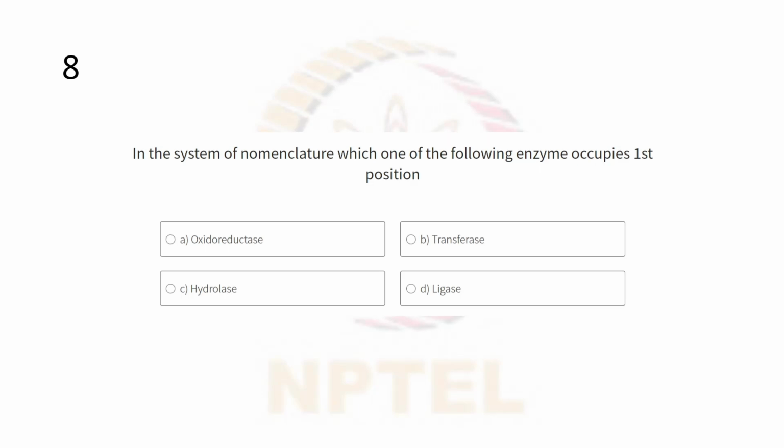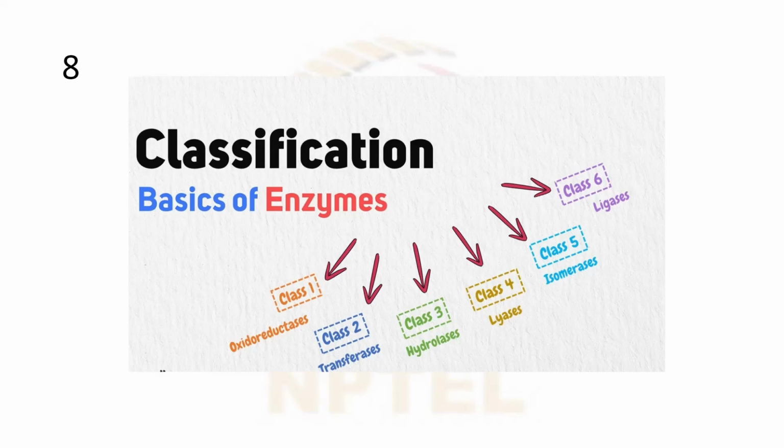Yeah. So given the enzyme nomenclature, we have 6 classes. These classes mean the general type of reaction the enzyme catalyzes. The first one is oxidoreductases, which catalyze the oxidation reduction reactions.